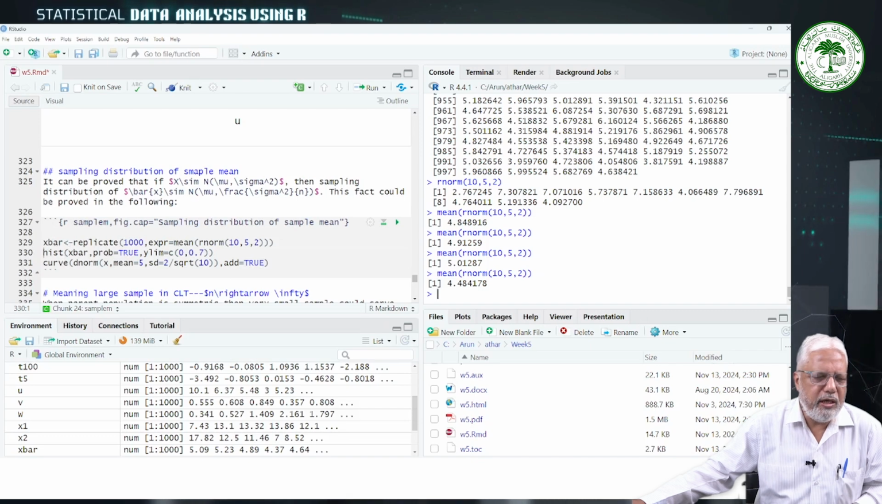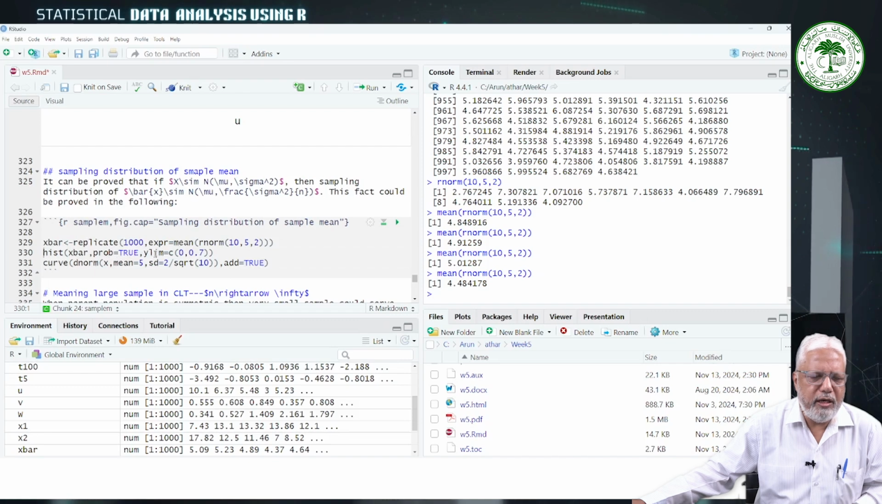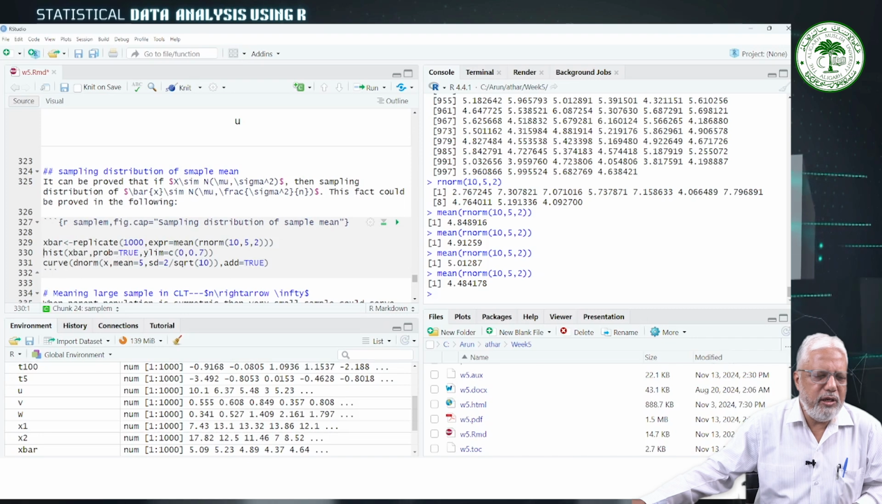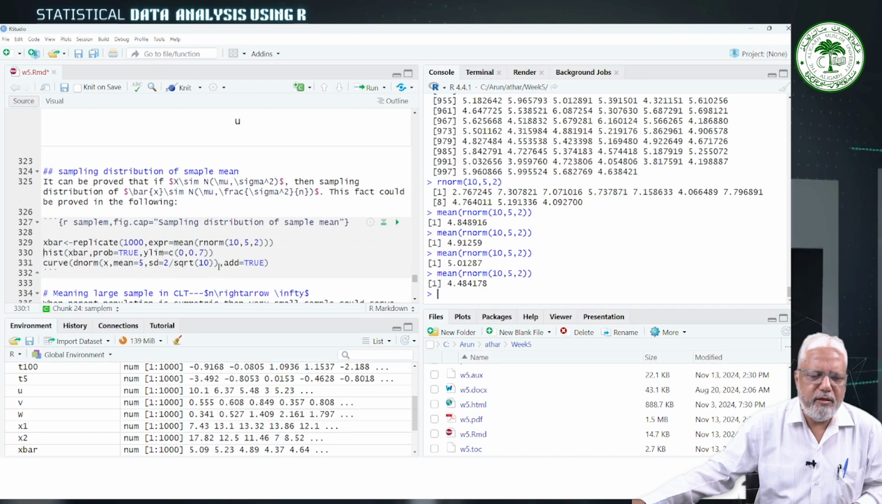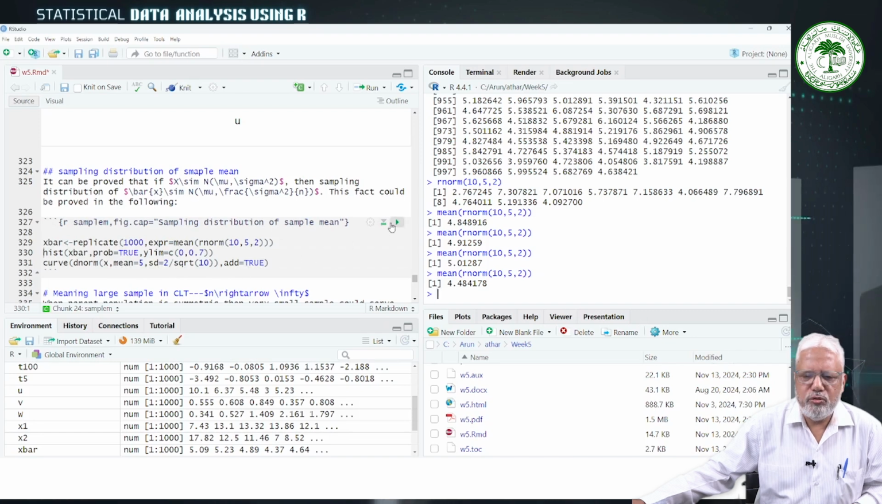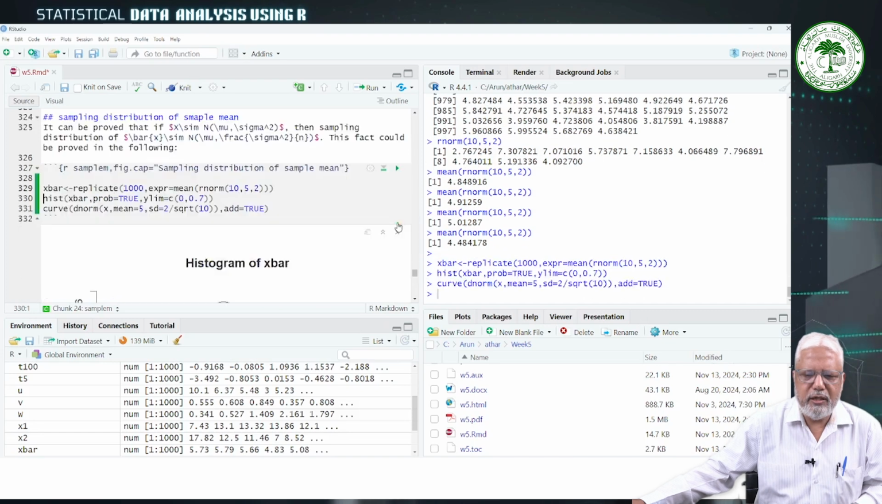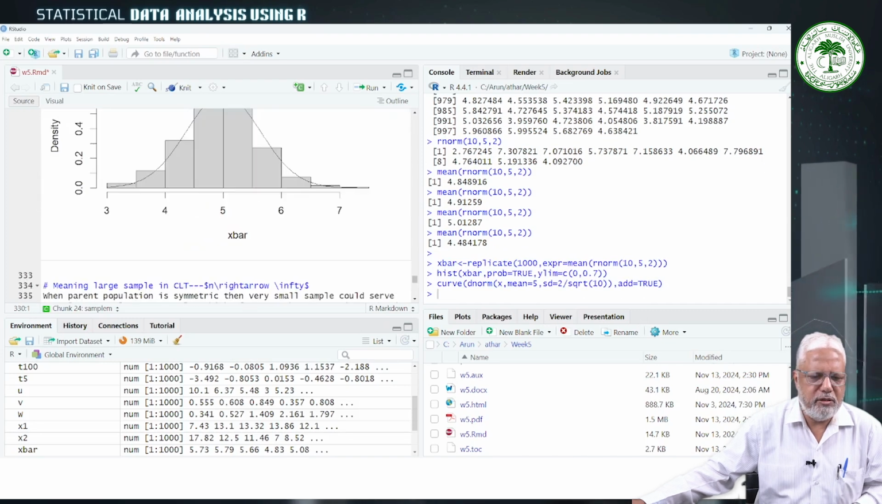And then we are making a histogram of X bar, prob is equal to true, ylim is equal to c(0, 0.7), and then we are adding a curve, dnorm of x, mean is equal to 5, SD is equal to 2 by square root of 10, add is equal to true. So, if we run this, we are getting this result.